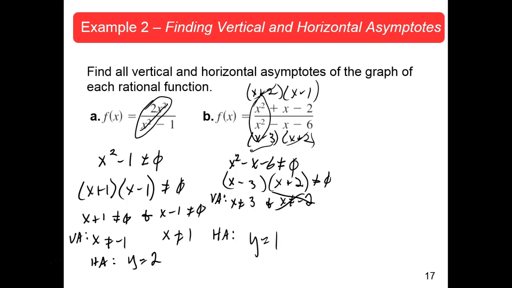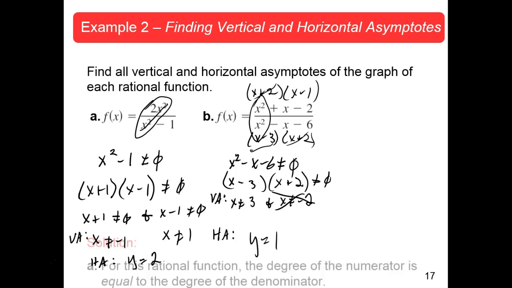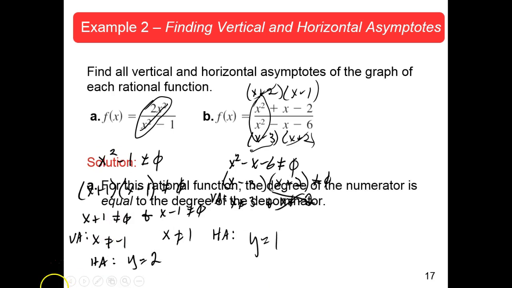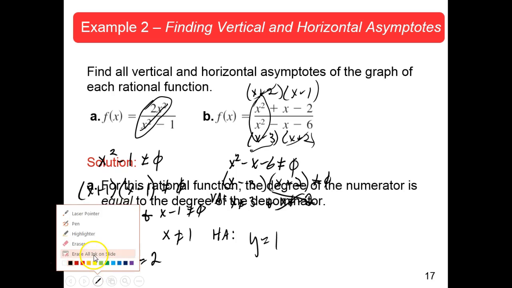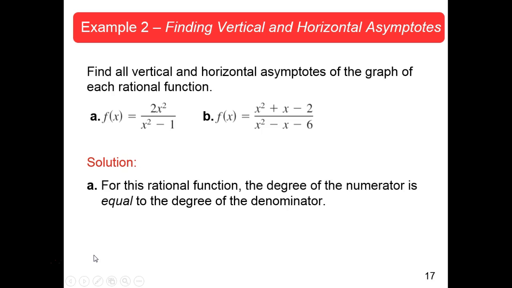Now, they're going to show you the graphs of these, and hopefully you'll see what happens there. X can't equal negative 1, x can't equal 1, y is equal to 2. Let's look at that graph first. Oh, I've got to erase all this. So, any questions before I delete this? There. Oh, okay. I just deleted it.